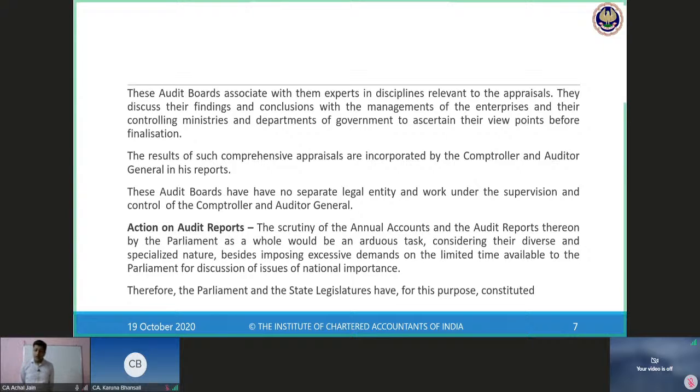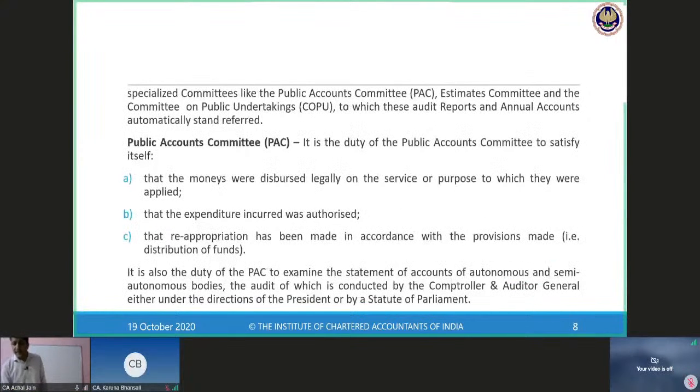Scrutiny of annual accounts and audit reports thereon by the Parliament as a whole would be a task, considering their diverse and specialized nature, besides imposing excessive demands on the limited time available to the Parliament for discussion of these issues related to national importance. Therefore, Parliament and state legislatures have constituted specialized committees. What are those committees?